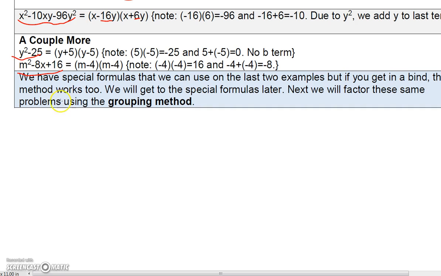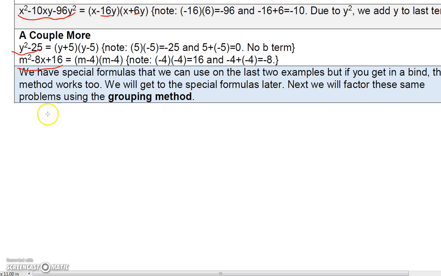Now, that's as far as I'm going to go on this video. I'm actually going to break this video up into two parts. And in the next section, I'll show you how to do these same problems using the grouping method. You don't really need the grouping method here, but I'll go ahead and show you anyway. You really need the grouping method when we're factoring more complicated trinomials. But I'll start you with the grouping method on some simple examples in the next video.